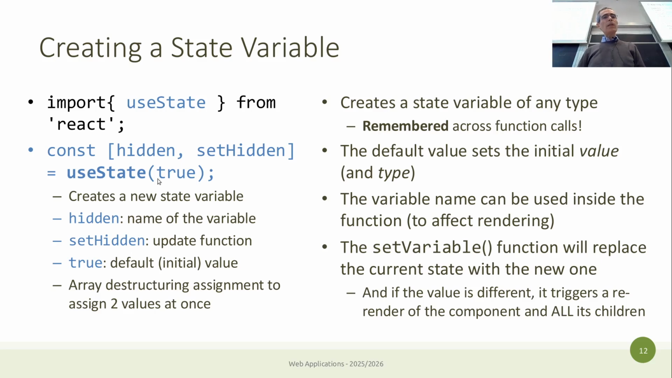And what you pass here as a parameter is the default initial value. So at the beginning, you want to initialize the state. In the beginning, hidden will have this value, true in this case. Typically, the type of this value is the same as the type contained in the state.